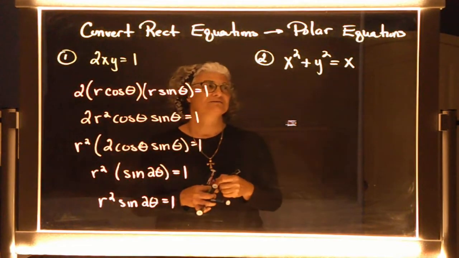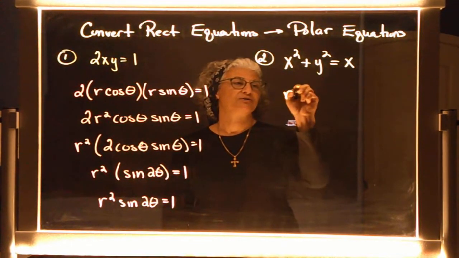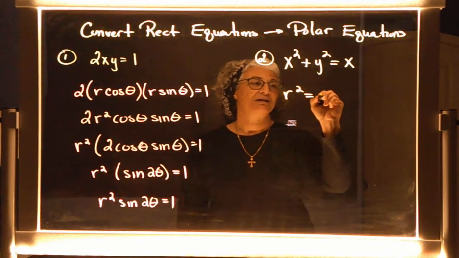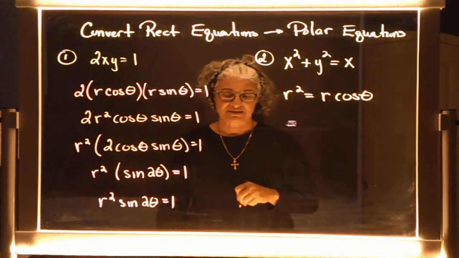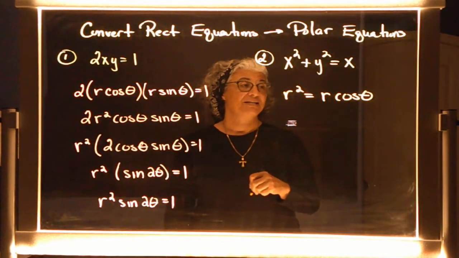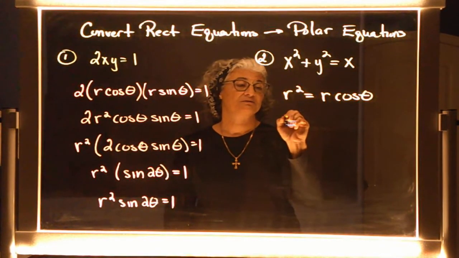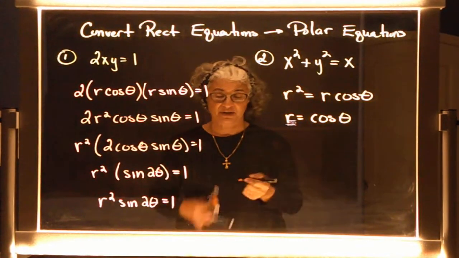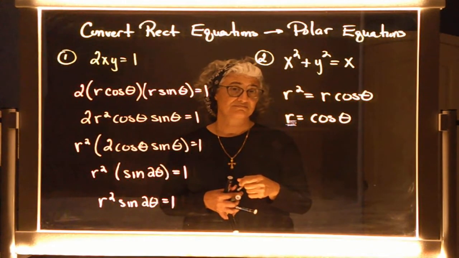Let's look at this one. x squared plus y squared equals? Good. r squared. x equals? Good. x equals r cosine of theta, doesn't it? Now in this case, I'm going to simplify by dividing both sides by r, which means I get the equation r equals cosine theta. Good?